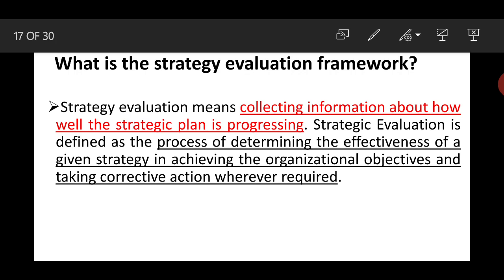Again, it is a process of checking the effectiveness of a strategy in order to achieve the goals and objectives of a firm. Also, correcting actions where required. This gives an idea showing how to evaluate correctly. The main things I have underlined for you, and the red one is very important. This is the main idea of this page.